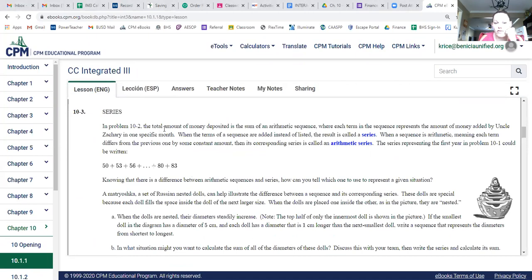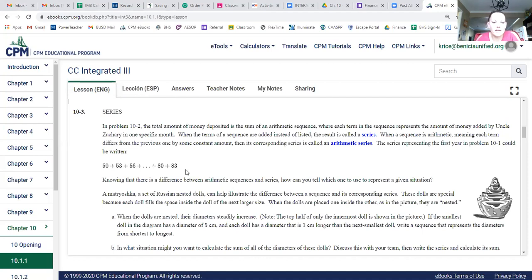So the total amount of money deposited is the sum of an arithmetic sequence where each term in the sequence represents the amount of money added by Uncle Zachary one specific month. When the terms of a sequence are added instead of listed, the result is called a series. When a sequence is arithmetic, meaning each term differs from the previous one by some constant amount, then its corresponding series is called an arithmetic series. The series representing the first year could have been written like this: 50 plus 53 plus 56 plus ... plus 80 plus 83.